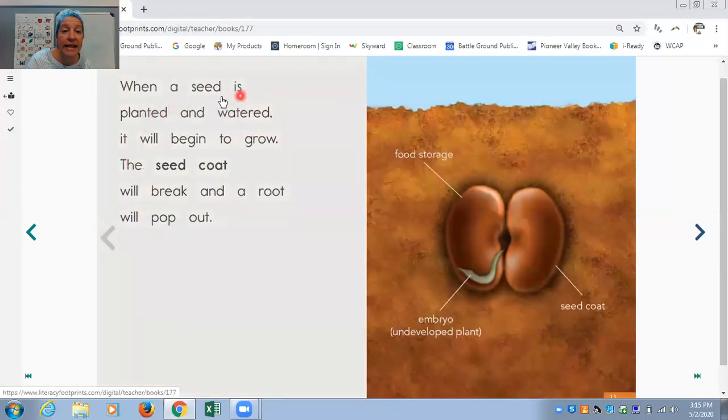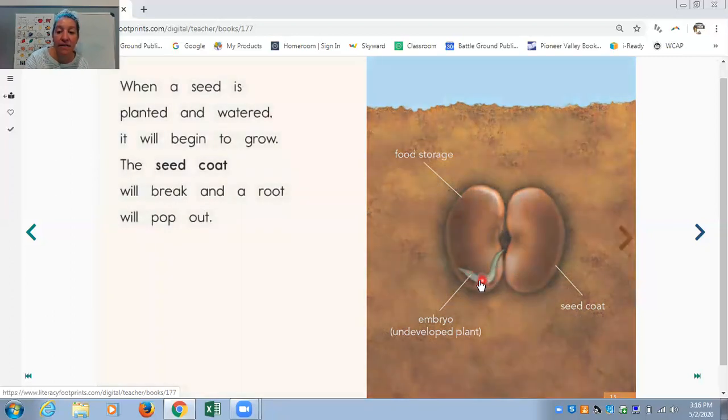When a seed is planted and watered, it will begin to grow. The seed coat will break and a root will pop out. Remember that seed coat's that part that protects the seed. So once it's under the ground and it's starting to be watered, that seed coat breaks, and then that undeveloped plant or that embryo starts to grow out and make a root.